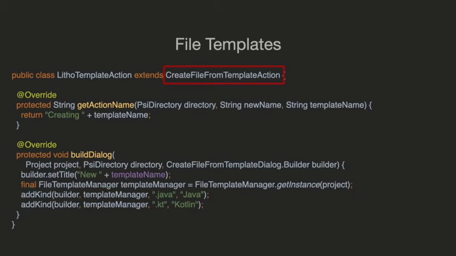But the good news is IntelliJ code is open, so you can read it as if it was your own. I just found this abstract class by reading how the new Java file action was implemented. It's a very convenient way, because it allows you to create a new file by implementing a few easy steps: providing the name of the action, the title for the builder that will be shown to the user, and showing what kinds of templates you want to use for your action.